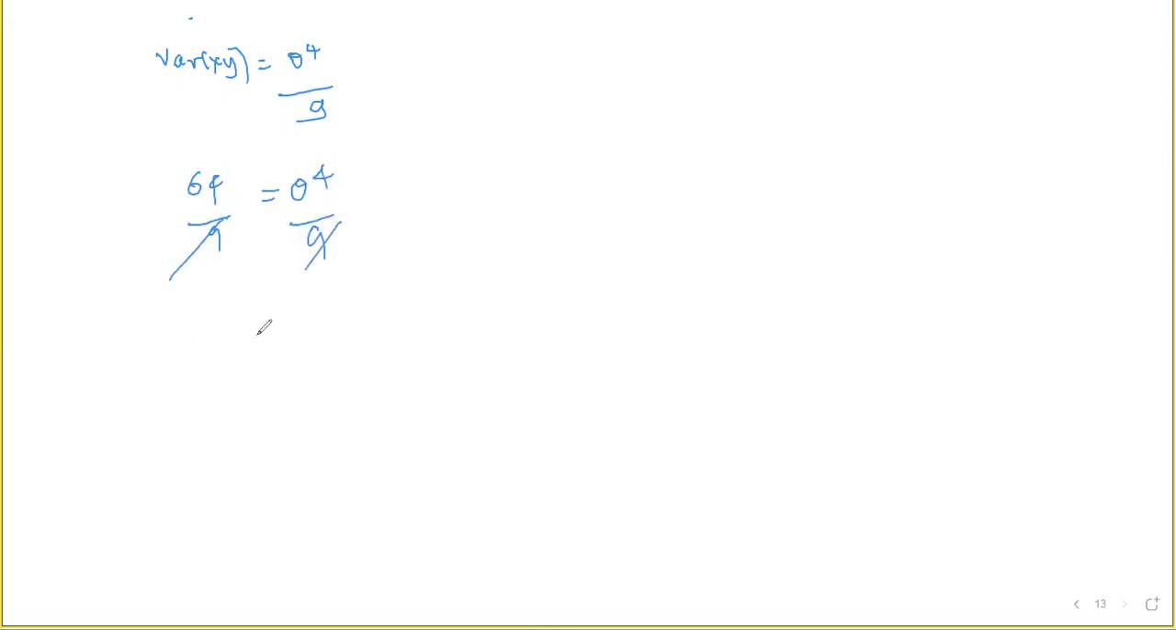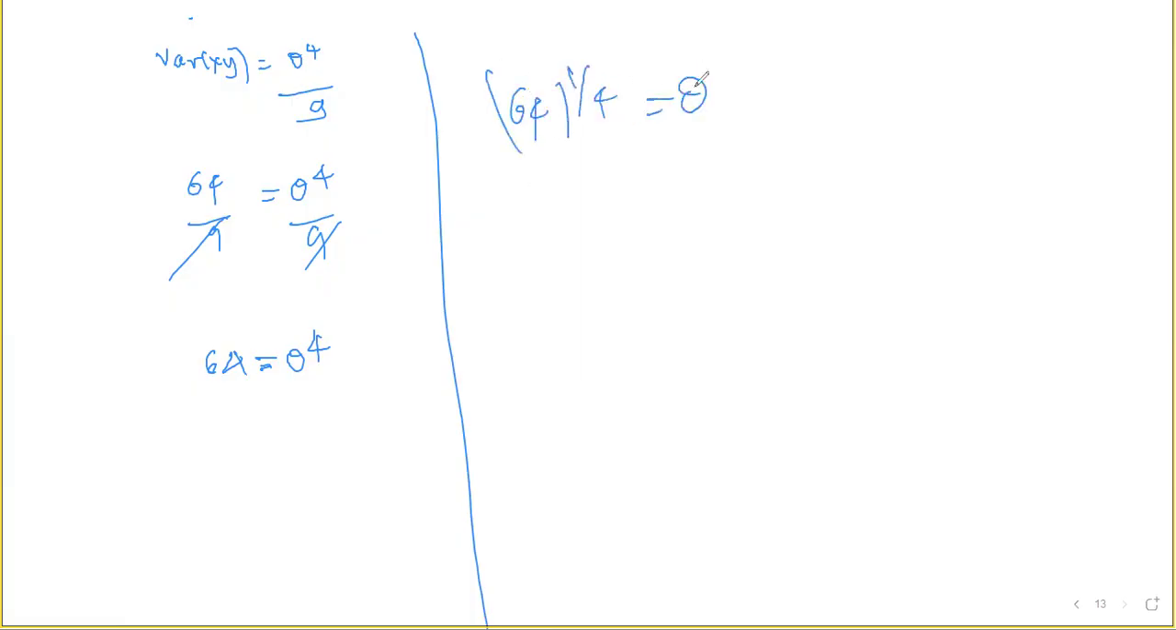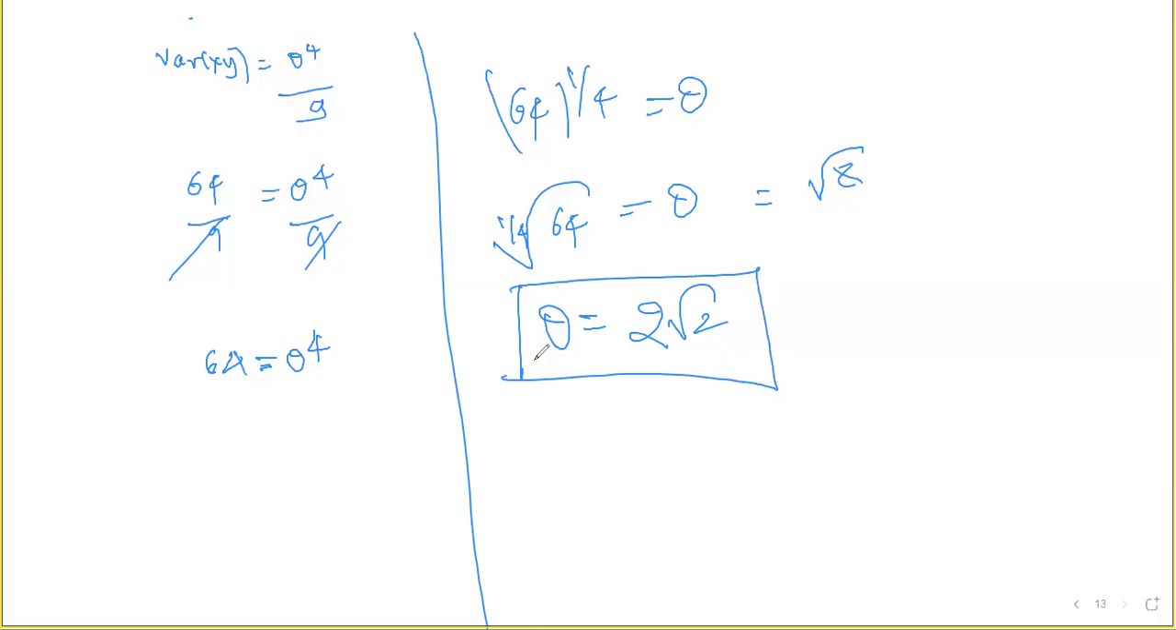So this 9 gets cancelled. So what we have? 64 equals theta power 4, right? Now 64 whole power 1 by 4 equals theta. So theta equals 2 into root 2, which is the fourth root of 64, that is root 8 here, right? So this is 2 into root 2. In this way, we need to solve several examples regarding this concept, right?